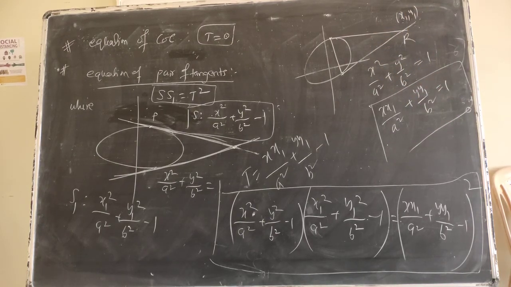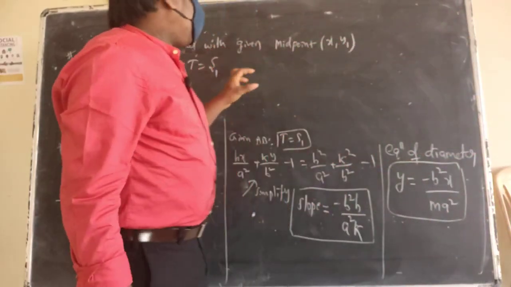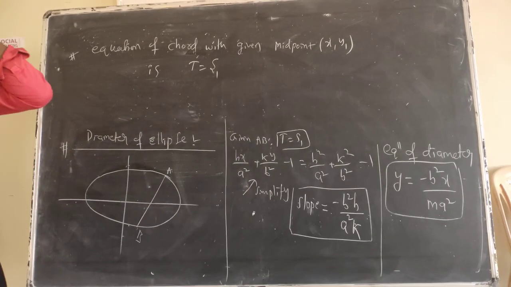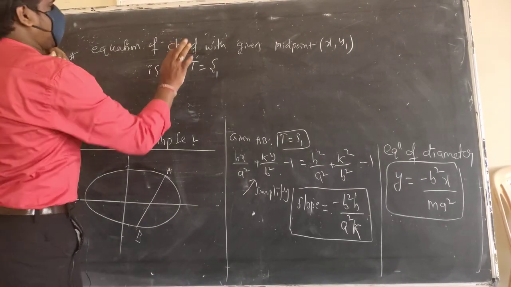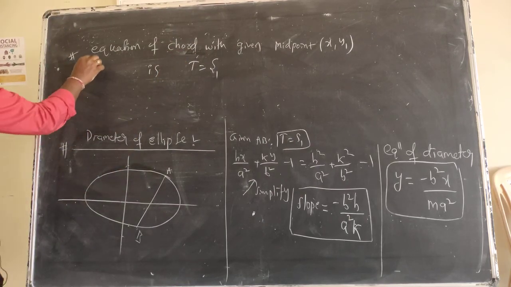At last we reached the last concept of the ellipse. This is the last concept of the ellipse. So what is the equation of the chord with a given midpoint?